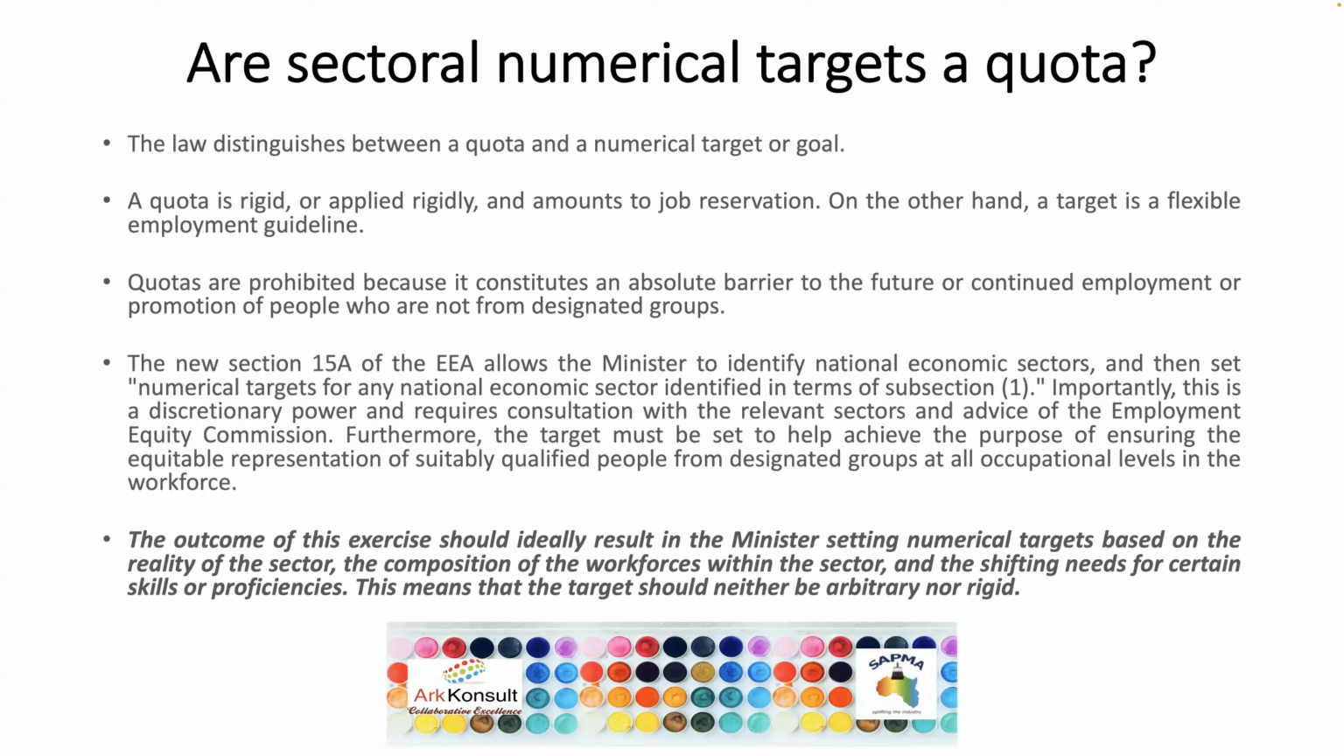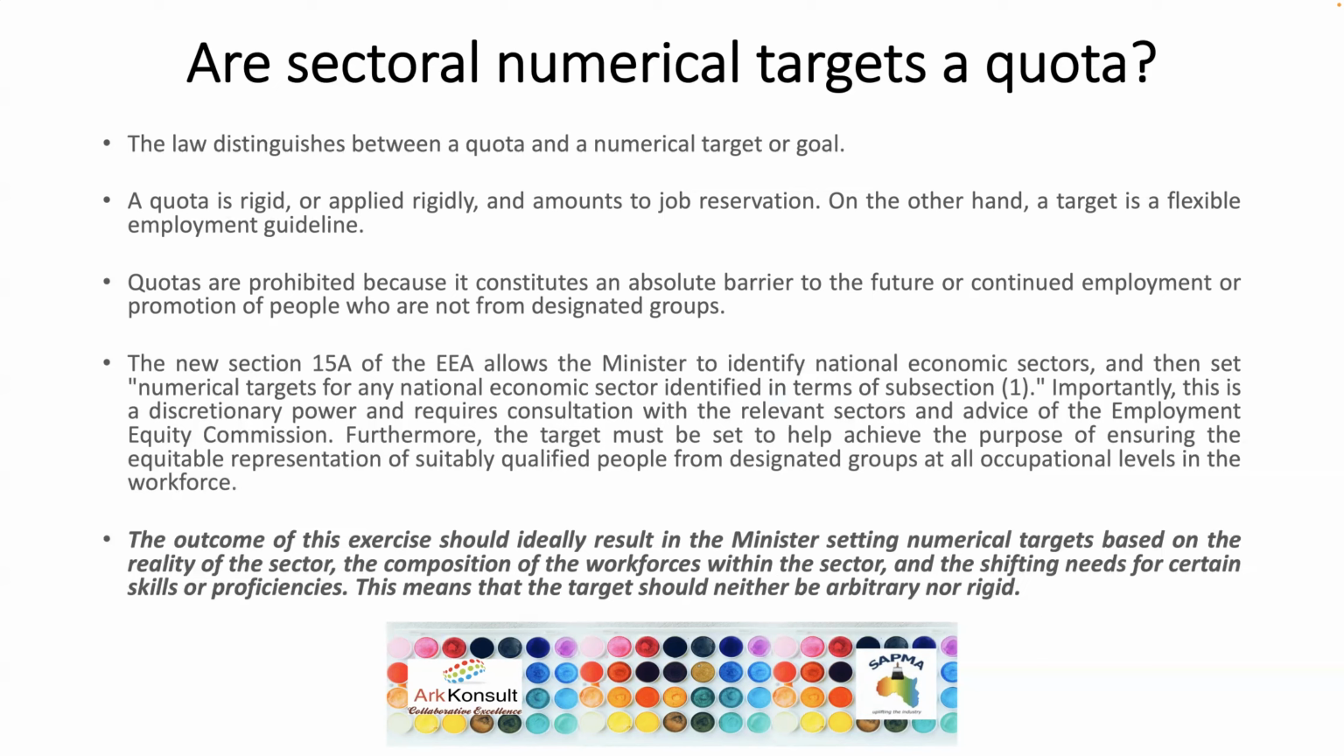We have seen in discussion with the minister's Director General that the Director General has said, the reality of your sector cannot be about the fact that you cannot find people who are Black to come into positions of authority in your business. We're not accepting that. That doesn't represent the reality of your sector. You've done nothing for 20 years to change that situation and put people in a position where they could be promoted into those positions. You can't use it now. So you take into account the composition of the workforce within the sector and the shifting needs for certain skills or proficiencies. The targets are neither arbitrary nor rigid. At least that's what the Department of Labor are saying.